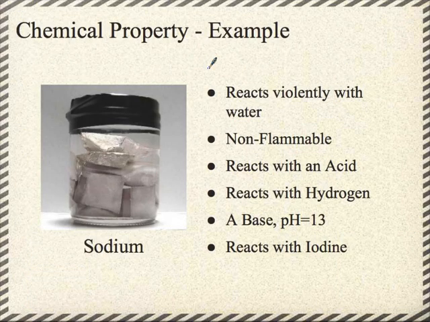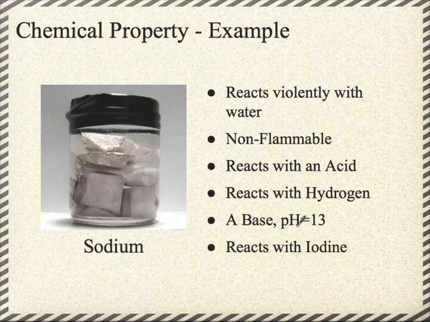So here is an example of how we would use chemical properties to describe something, just like I did with ice. If I were to explain sodium to someone who's blind or who's never seen sodium before, how would I describe it chemically? Now, this is a little bit tougher to do because you might not know what it reacts with. But sodium reacts very, very violently with water. It's non-flammable. It reacts with an acid, and when I say reacts with an acid, it actually bubbles up. It reacts with hydrogen. It's a base, a very, very strong base.